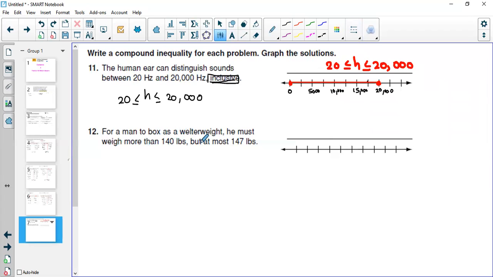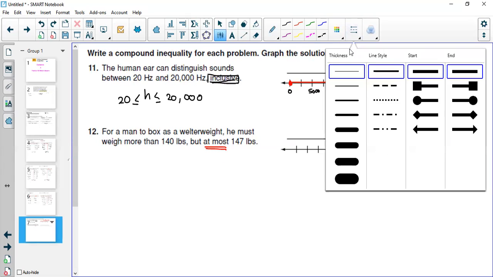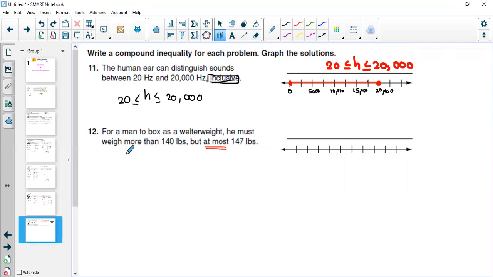For a man to box as a welterweight, he must weigh more than 140 pounds, but at most 147 pounds. So they're talking about boxing now. They have different kinds of boxing categories. He must weigh more than 140 pounds, but at most means he should not be more than 147. So how are you going to write the inequality for this? The question talks about the weight, so let's keep this as W and the two signs.